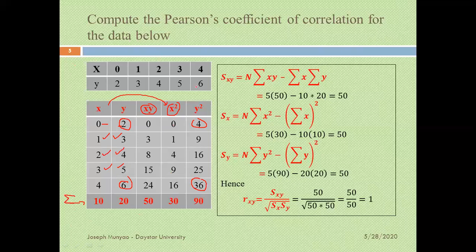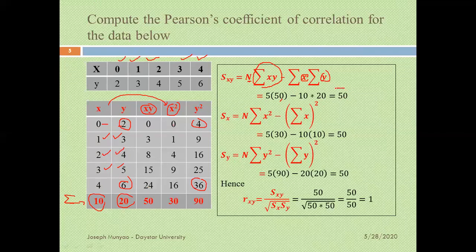Now, to get the covariance of x and y, the Sxy, you count how many pairs we were given. 1, 2, 3, 4, and 5. So our n is 5. So I put n there, 5, in brackets. What is the total for the xy column? The total for the xy column is 50. I put 50 there. Now, minus the sum for x. What is the total for the x column? 10 here. And what is the total for the y column? It is 20 here. So I put them, and then I multiply and subtract.